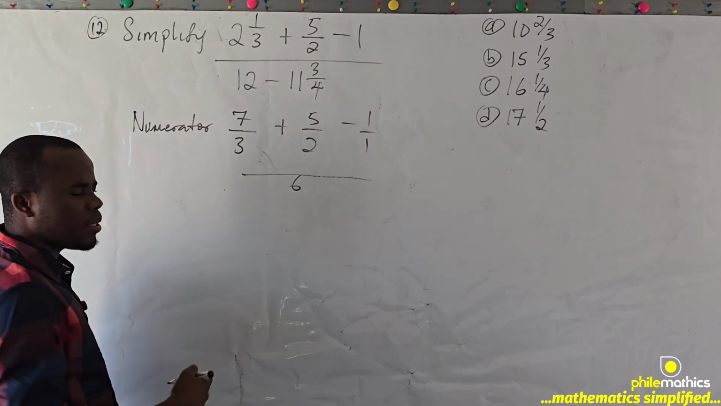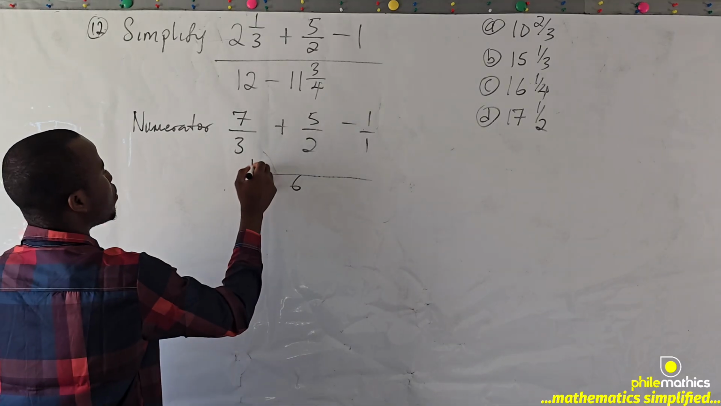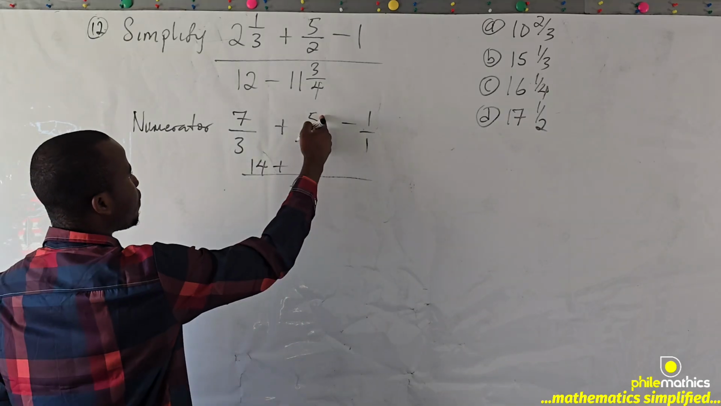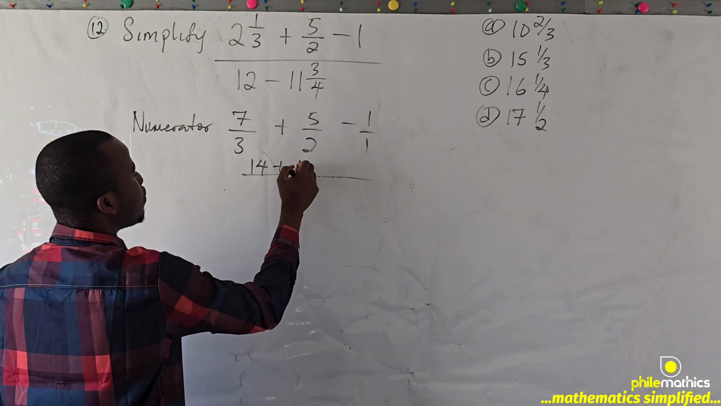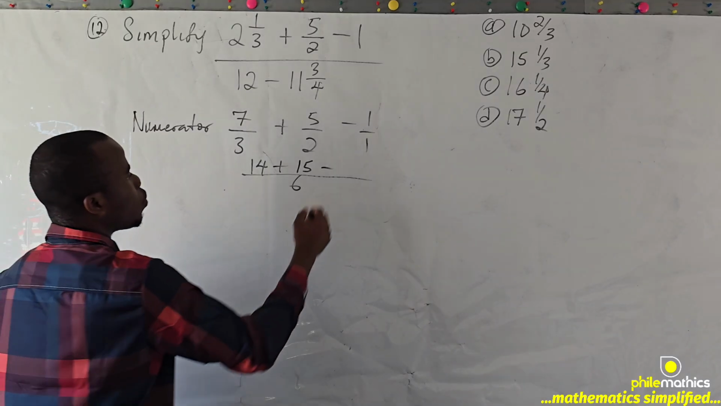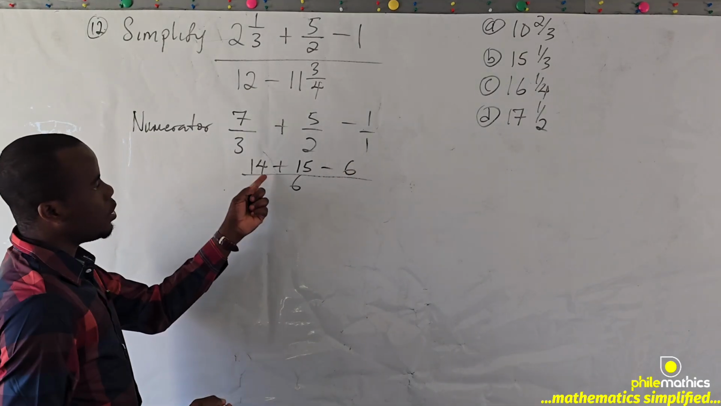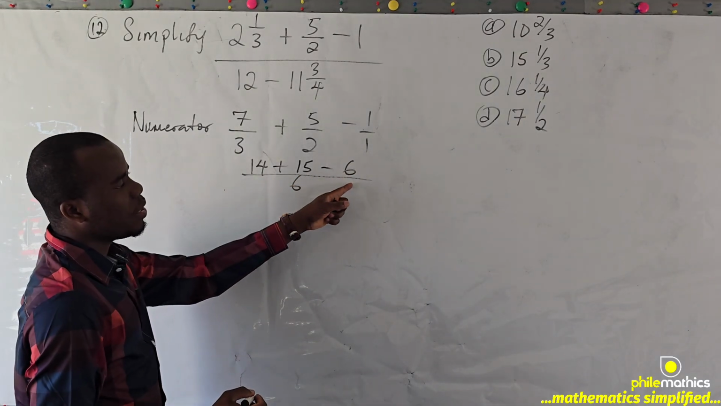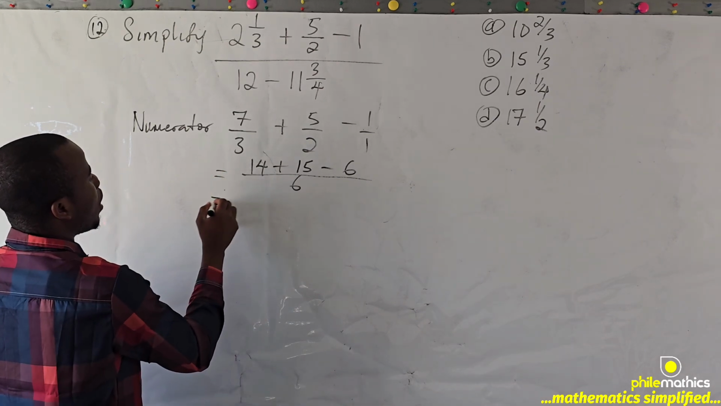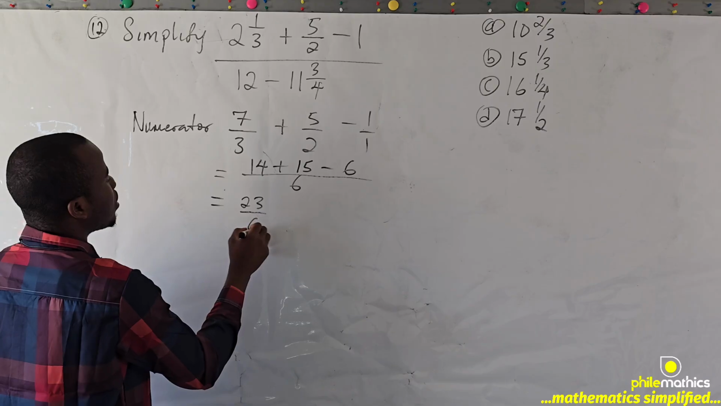3 into 6 is 2 times 7 is 14. 2 into 6 is 3 times 5 is 15. 1 into 6 is 6 times 1 is 6. This is 29 minus 6, which is 23. So we have 23 over 6.